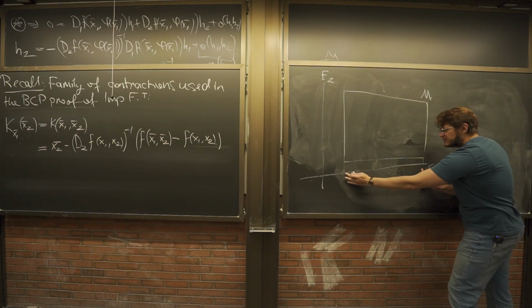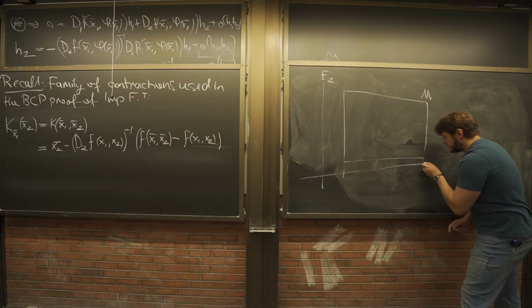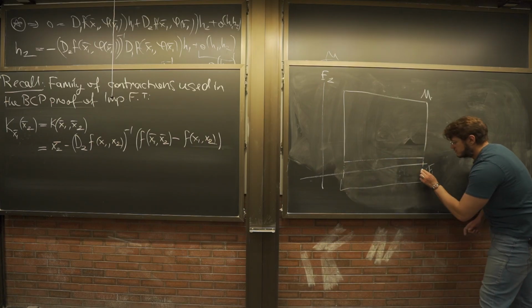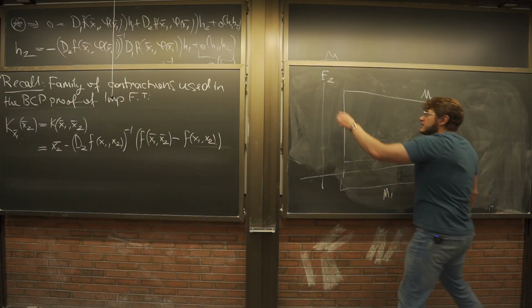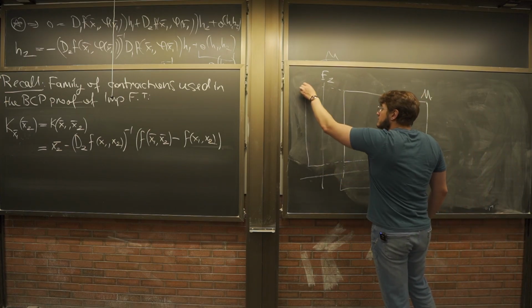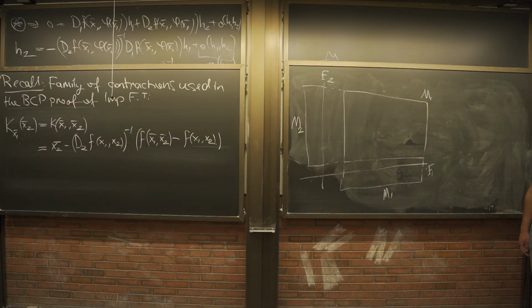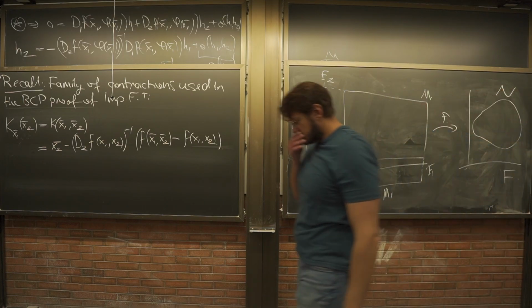The shadow in the horizontal component is M1. So this is M1. And the vertical shadow is M2. I have a function that goes from M into something in this other space. OK?